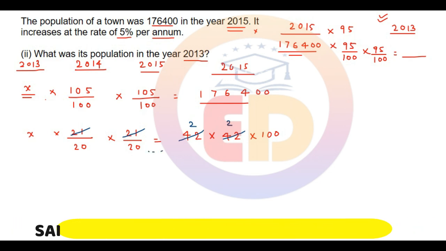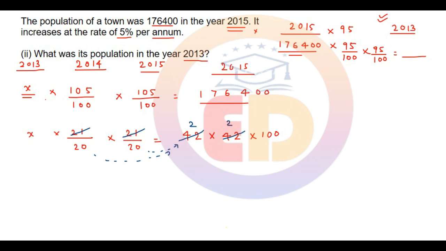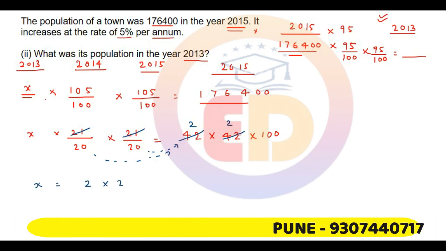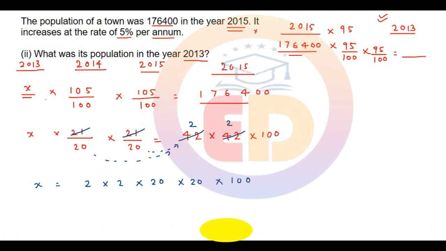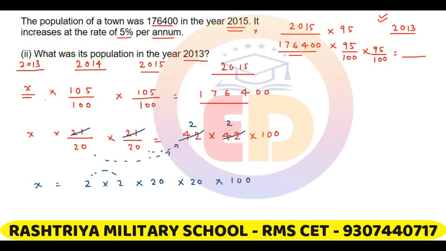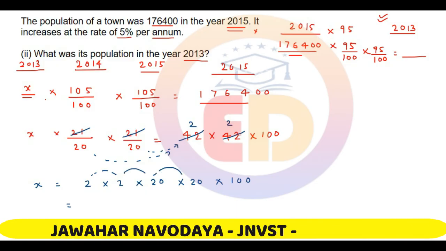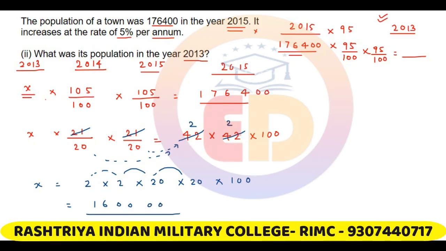20 and 20 will move from left to right, they will be multiplied. This is x equals 2 into 2 into 20 into 20 into 100. This is 4 times 2, 2 into 2 into 2 into 2. This is 16, and after that put 4 zeros. Answer is 1,60,000 was the population in the year 2013.